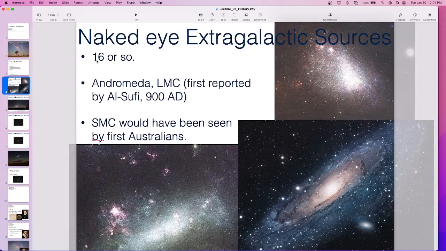So there are about 16 objects that you can see with the naked eye. There's the Large Magellanic Cloud and the Small Magellanic Cloud and Andromeda. I just pointed those in the wrong order. This is the large. This is the small. No, this is the large, and this is the small, and this is Andromeda. And the Small Magellanic Cloud would have been seen by the Aboriginal Australians.